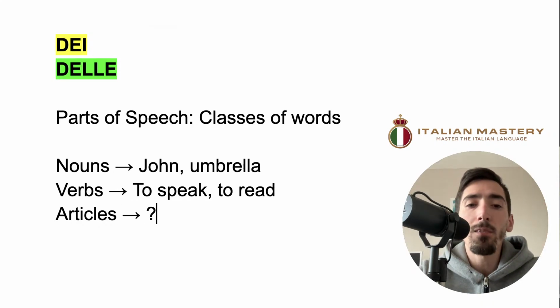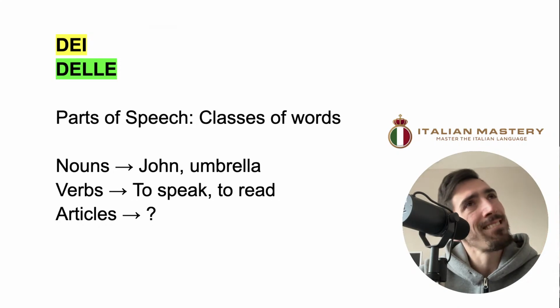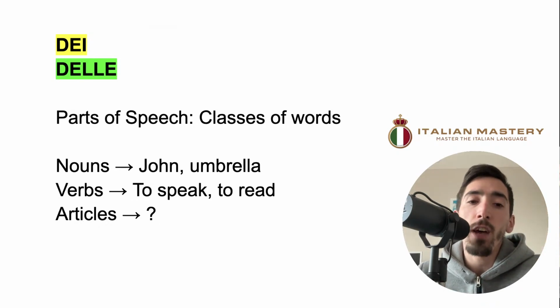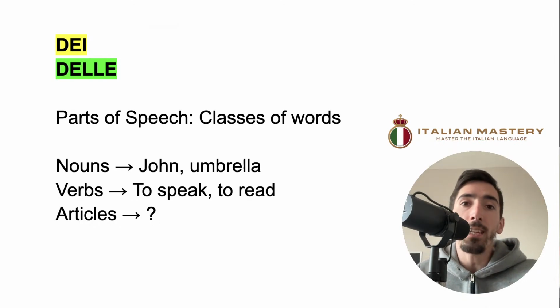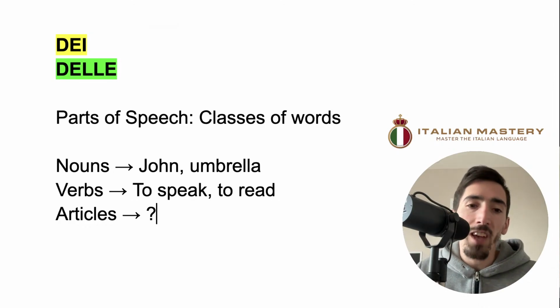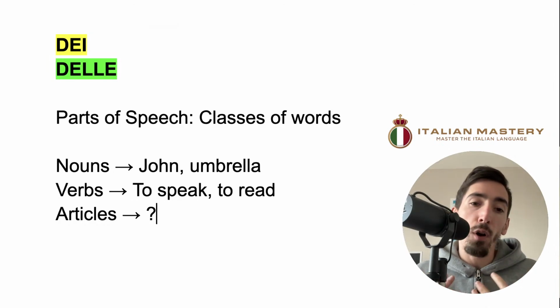Articles. Now, articles are a little tricky because they are less important than verbs and nouns, for example. Also, not all languages have articles. Most languages have verbs. We need action words to describe what it is we're doing. Most languages have nouns. We need to describe what it is that we talk about. What's the subject? What's the object? But articles are less important.